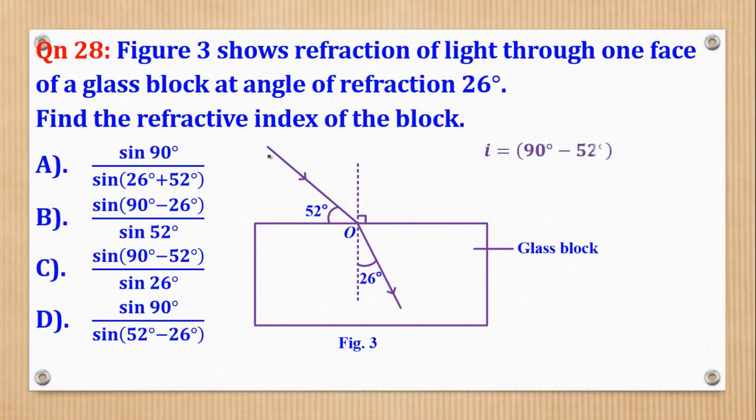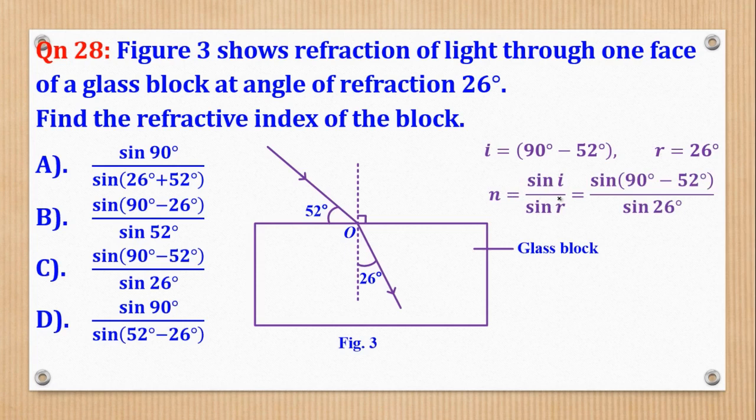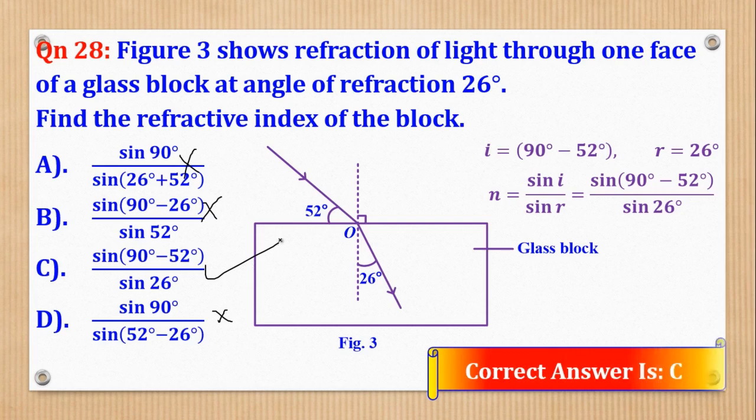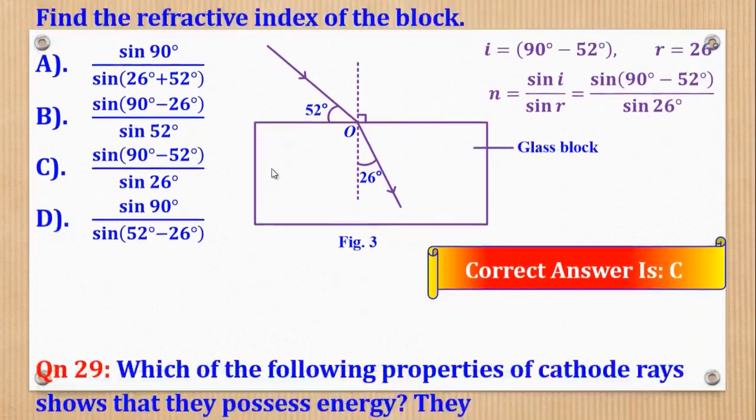So what do we do? The first thing to do is to get the angle of incidence. The remaining part here is 90 minus 52. The angle of refraction is well given. Then we shall come and remember that refractive index is sine i over sine r. Sine i is this, sine r is that. And that's what they want. So we are going to compare. This is not okay. Then if you look at this, it is not okay. If you look at this, it is okay. And this one, not okay. So the only answer is C.